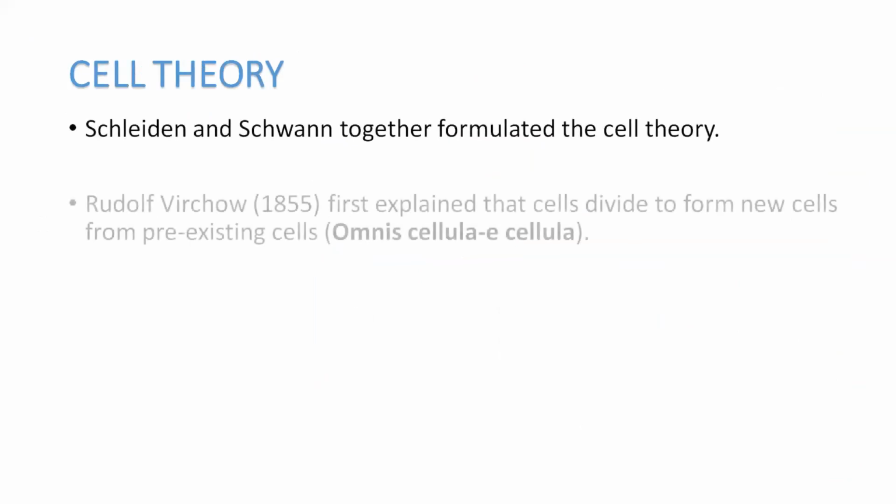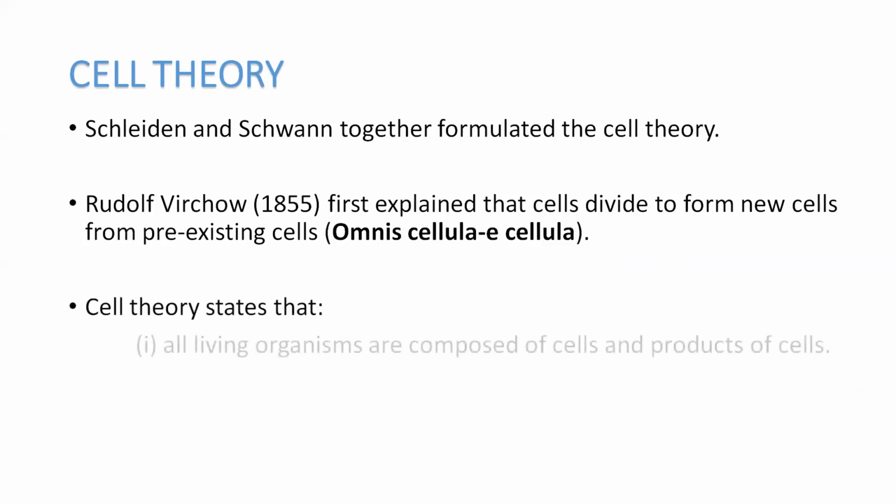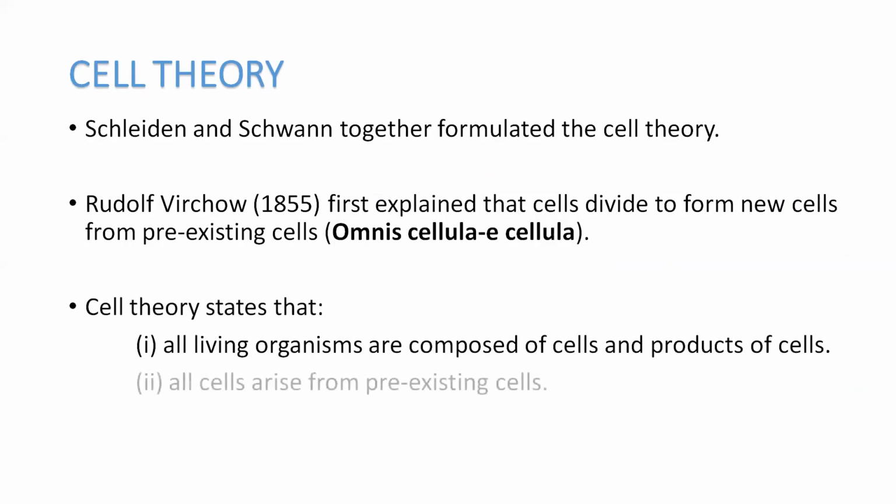Coming to the cell theory, it was given by Schleiden and Schwann, right? And Rudolf Virchow is the person who defined omnis cellula e cellula. It means new cells will form from pre-existing cells. And the cell theory states that all living organisms are composed of cells and products of cells, and the second point is omnis cellula e cellula. So don't get confused between omnis cellula e cellula and the cell theory.